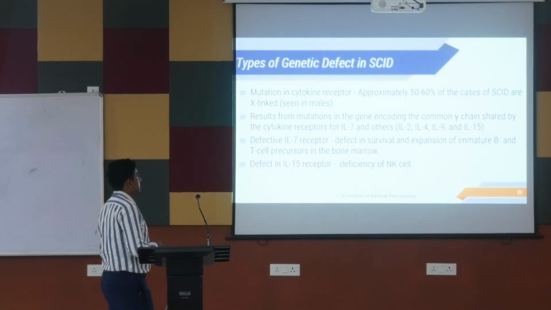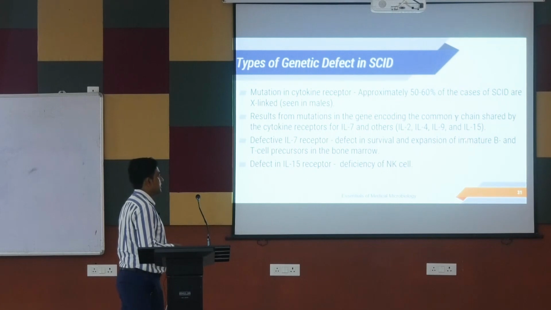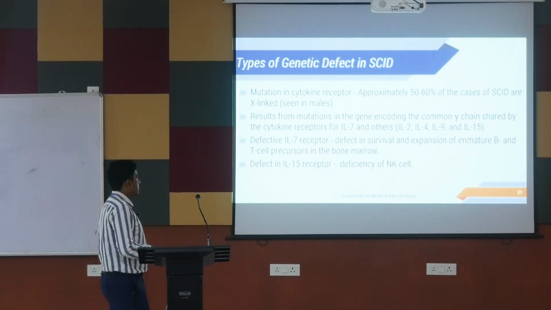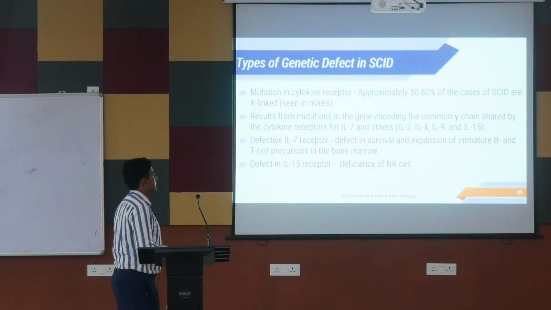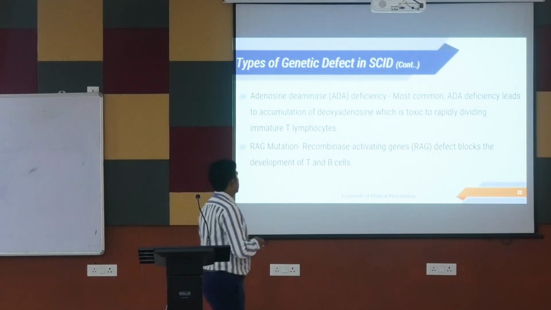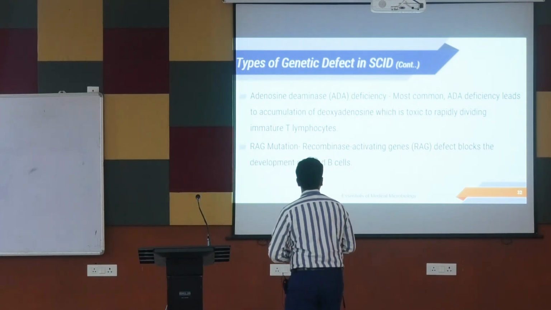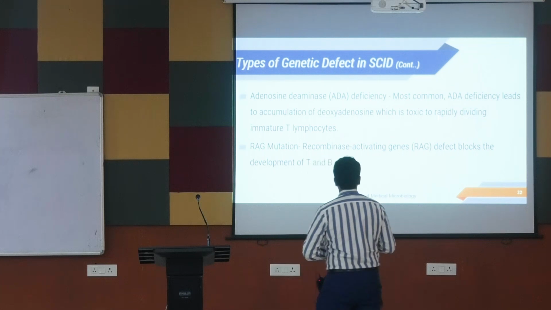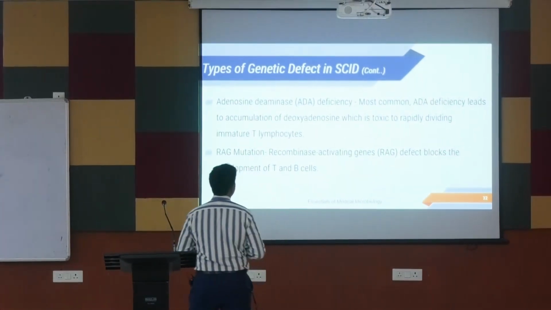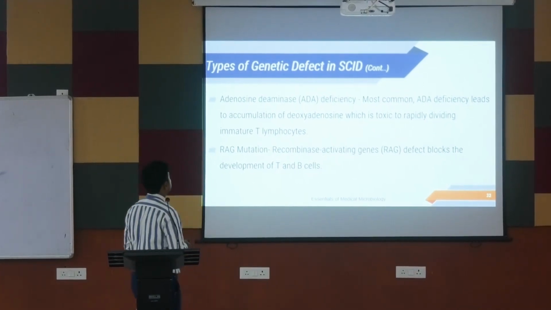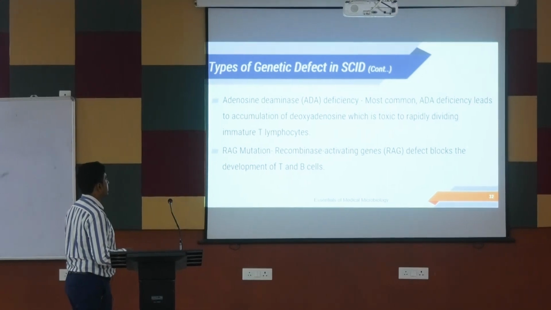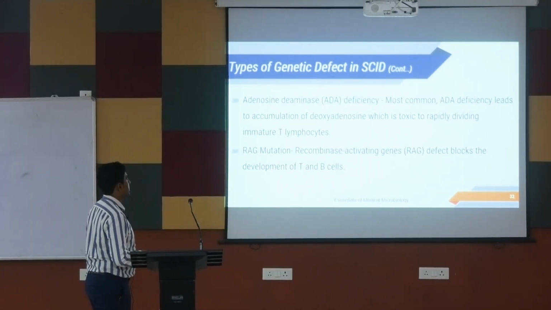Defective IL-7 receptor leads to defect in survival and expansion of immature B cell and T cell precursors in the bone marrow. And deficiency in interleukin 5 receptor, what happens? Deficiency of the natural killer cells. Then what happens? Another thing is adenosine deaminase deficiency. This is very common. The adenosine deaminase deficiency leads to an accumulation of deoxyadenosine, which is toxic to rapidly dividing immature T lymphocytes. A recombination activating gene mutation. This defect blocks the development of both B and T cells.